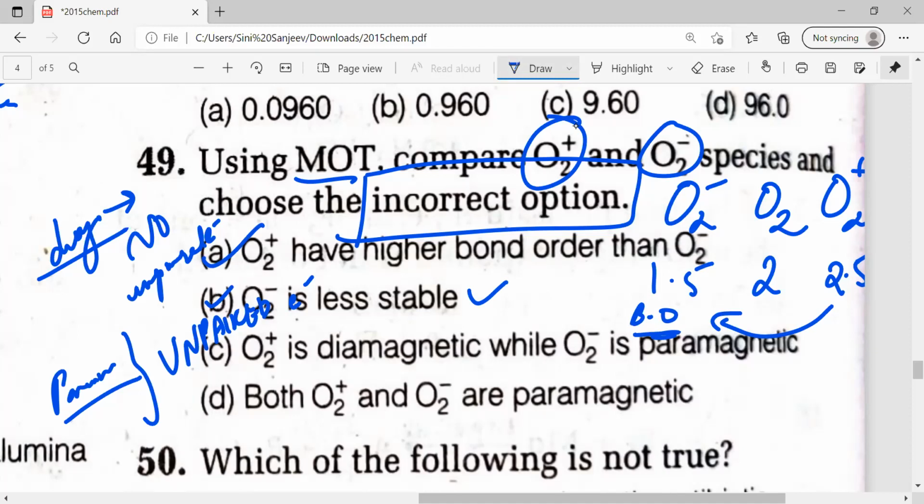Option D. What about option D? O2 plus and O2 minus both are paramagnetic in nature. O2 plus is not at all diamagnetic. How can we say it? It makes no sense actually. You got the point? So our incorrect option is option C. That is our right answer here.